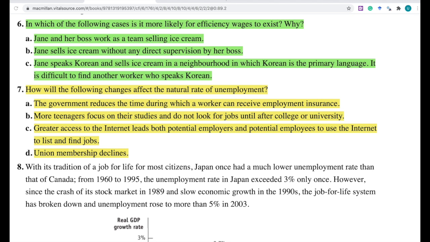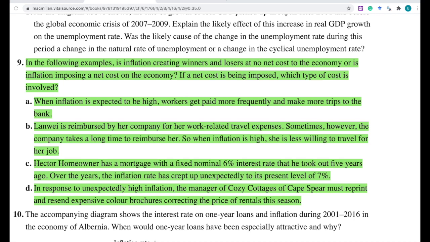In D, union membership declines. In this case, we expect structural unemployment to go down. In 9, we are identifying the type of cost of inflation. I'll tell you the type of cost without telling why that is the case. In A, we have a shoe leather cost. In B, we have a unit of account cost. In C, there are just winners and losers, and there is no net cost to the economy. And in D, we have a menu cost.